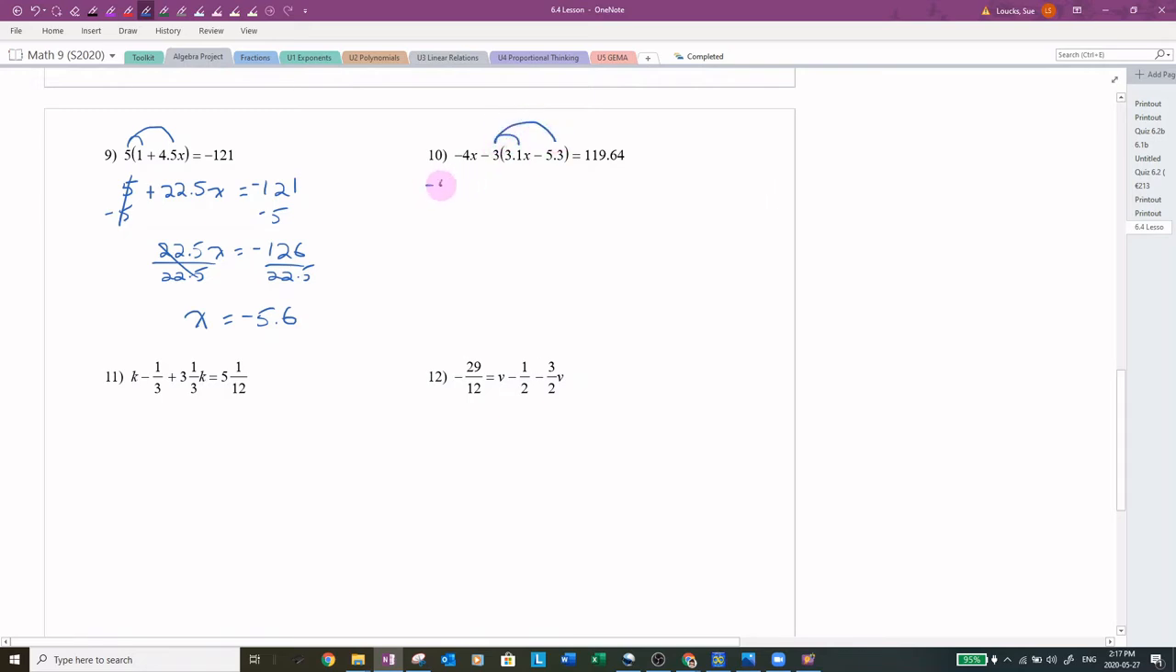So I have negative 4x because that doesn't change. And then I have minus 3 times 3.1x. And I have negative 3 times negative 5.3. And that equals 119.64. Eventually, I wouldn't write this plus. I would just put minus 3 times negative 5.3, and then eventually I would skip this line entirely.